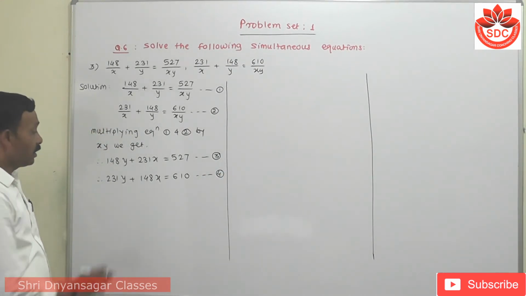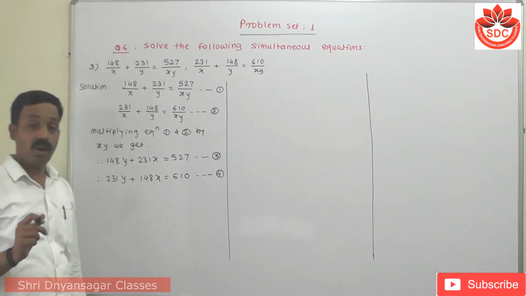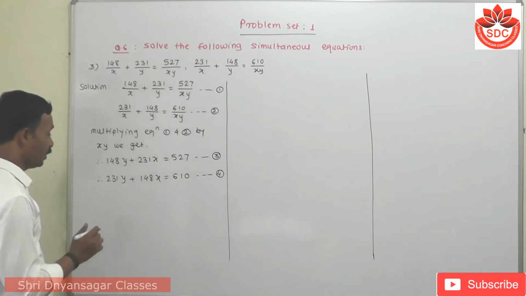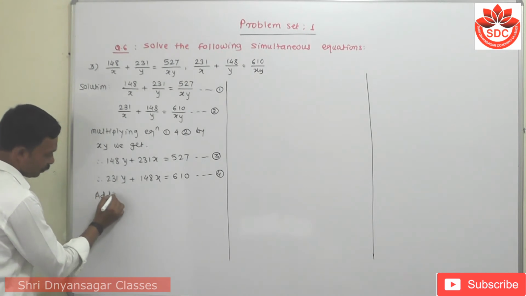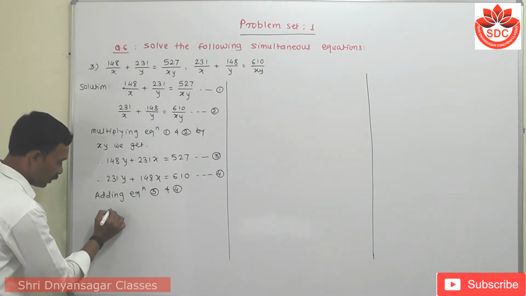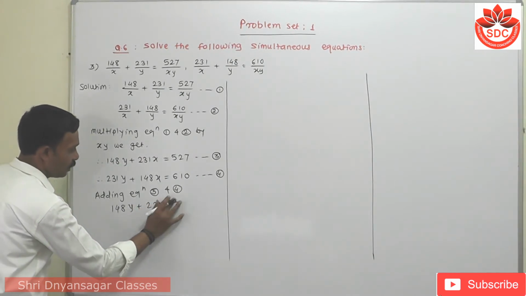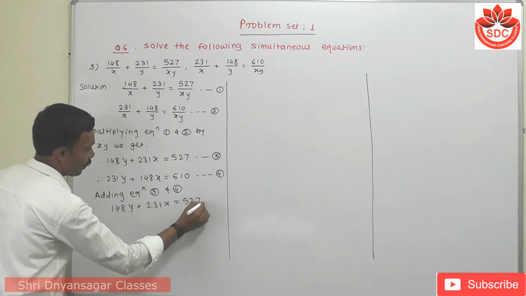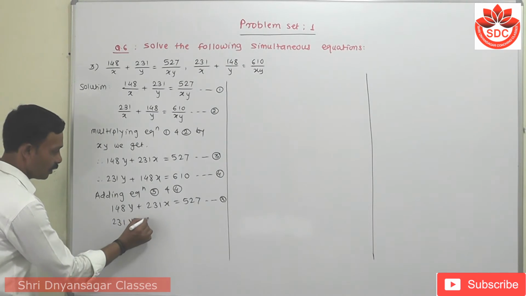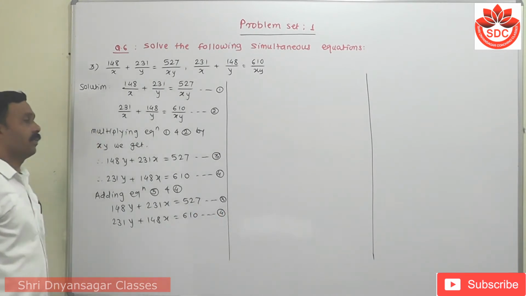Now observe carefully. Here the cross coefficients are the same. If the cross coefficients are the same, then all of you know that we have to add and subtract these equations. So first we have to add these equations. So write here: adding equations third and fourth. Now the third equation is 148y plus 231x is equal to 527, equation number third. Then the next one is 231y plus 148x is equal to 610. This is equation number 4.